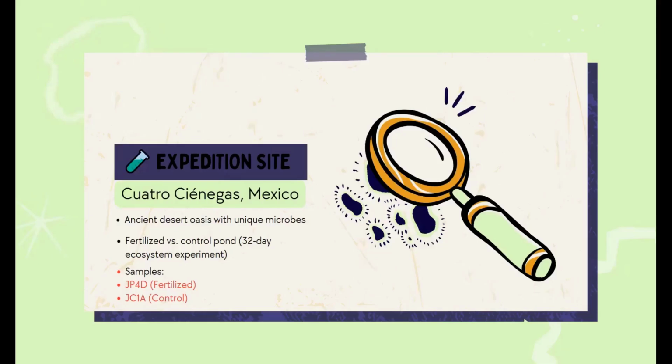Now that we have covered the key scientific concepts, let's take a closer look at the real environment we'll be exploring. We are not going to explore the forest like we said in the beginning of our video, but instead we are going to explore a hidden oasis in the middle of the Mexican desert. This is our expedition site. It's called Cuatro Ciénegas, I guess. I hope I am pronouncing it the right way, but that's our forest for today. This place is home to some of the most unique microbes on Earth.